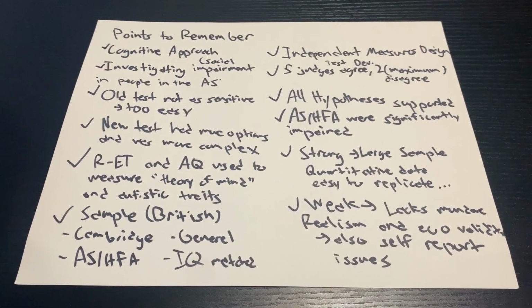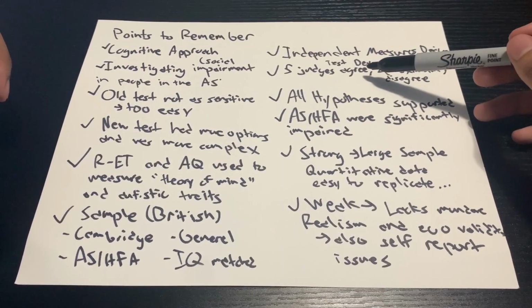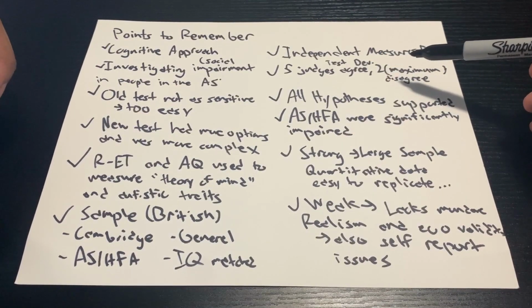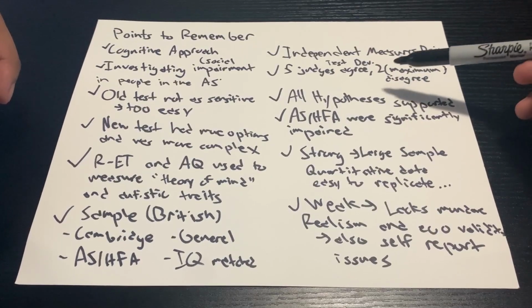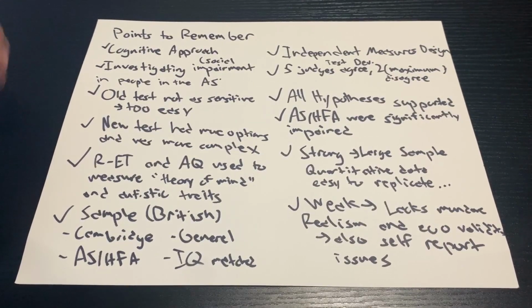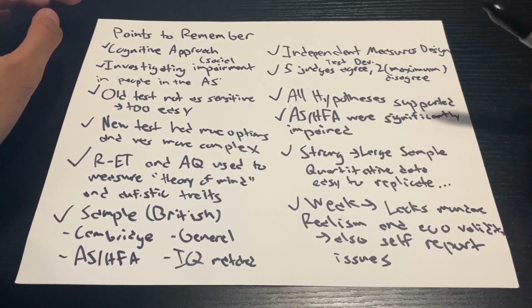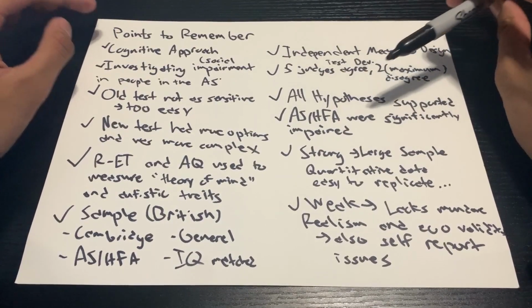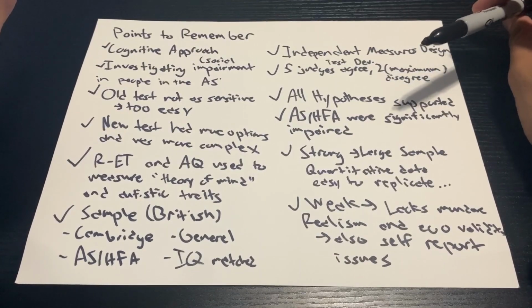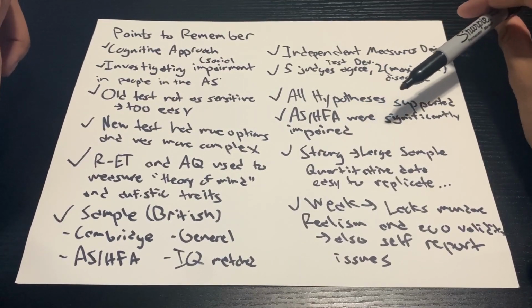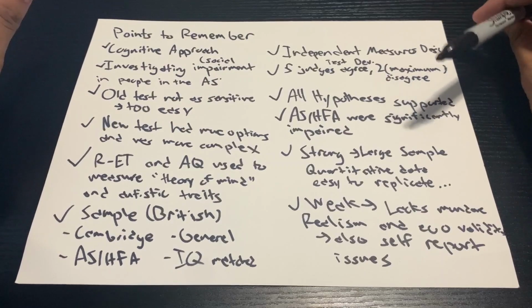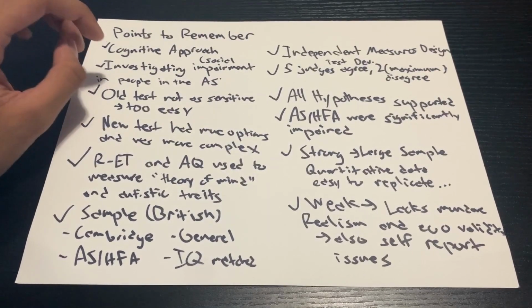For the test development, at least 5 judges had to agree with the correct answer, and a maximum of 2 could disagree. If it was above that, then the question would be repiloted, and the choices would be changed until it met this criteria. So that made the test more accurate. All hypotheses were supported, all 5 of them. The AS/HFA were significantly impaired in theory of mind and social sensitivity.